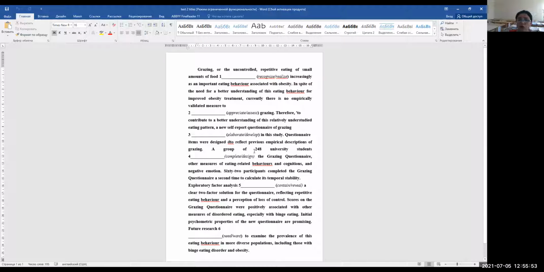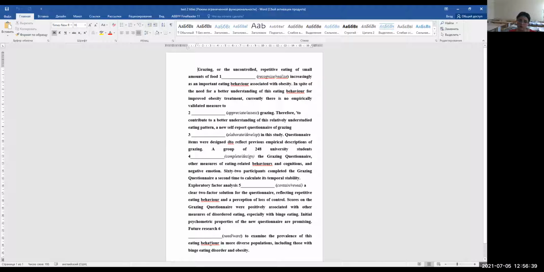A group of 248 university students completed the grazing questionnaire. Other measures of eating-related behaviors and cognitions and negative emotion were also completed. 62 participants completed the grazing questionnaire a second time to calculate its temporal stability. Exploratory factor analysis revealed a clear two-factor solution for the questionnaire, reflecting repetitive eating behavior and a perception of loss of control.